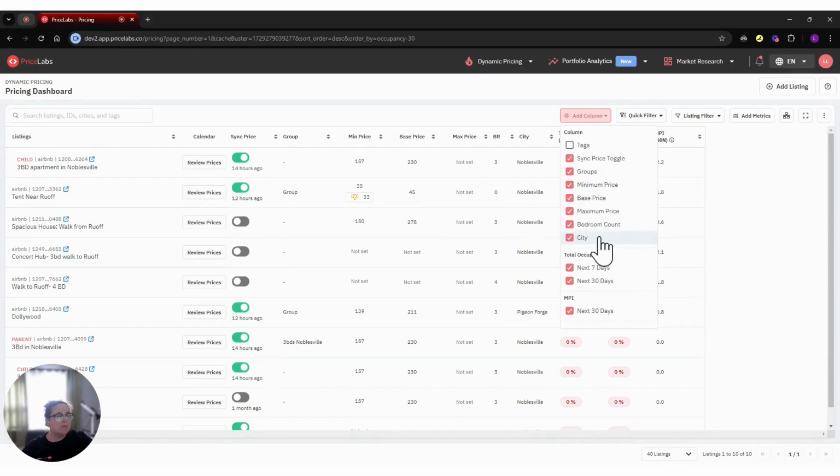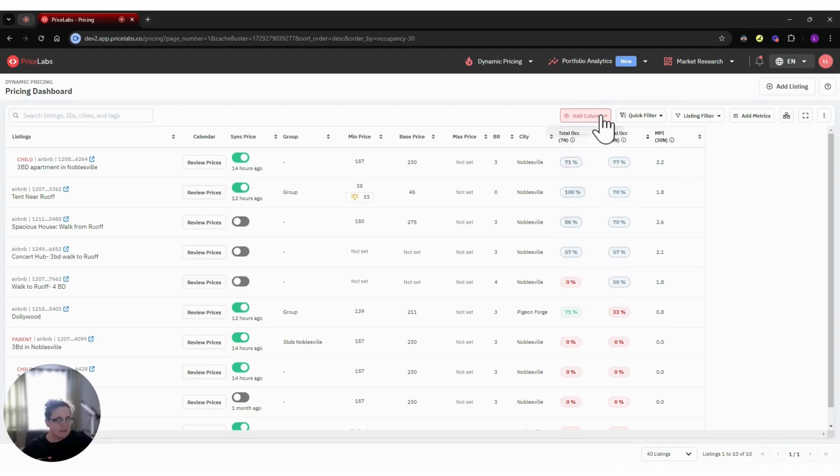Then I can focus more on the things that are important to me. I would really like to know cities because I do like to group by those on occasion. Bedroom counts are going to be the same thing. I may have those memorized, but it's nice to be able to sort and group those together at a glance. So I will keep this the way it is.